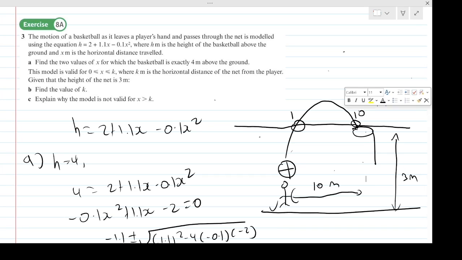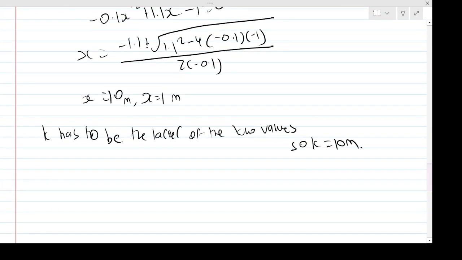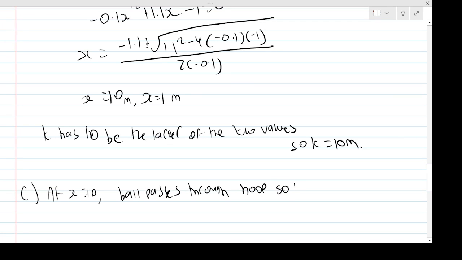So for that reason, the model's not valid, because we don't intend to use it once it passes through the hoop. So I'm going to say at x equals 10, the ball passes through the hoop. So the model is not useful after it passes through the hoop.